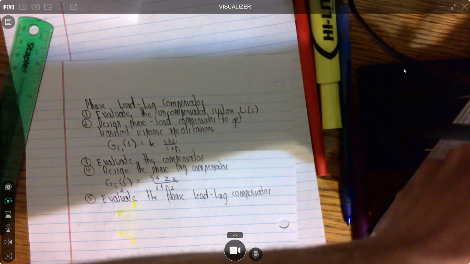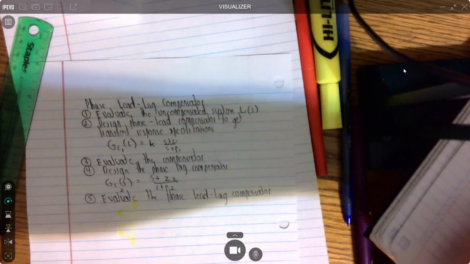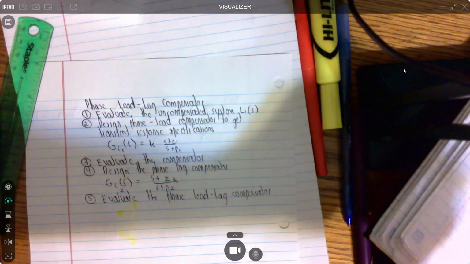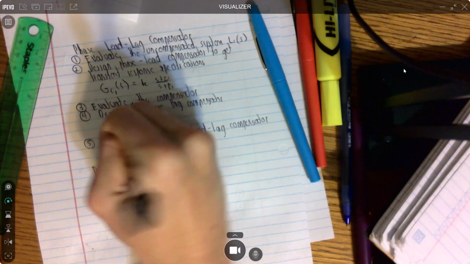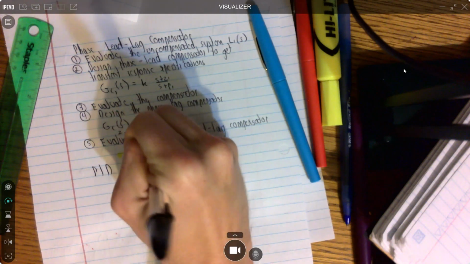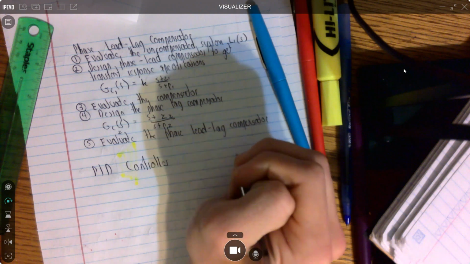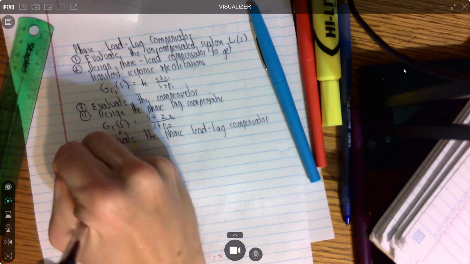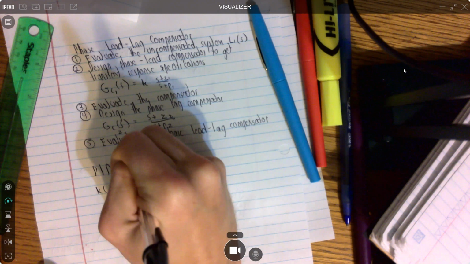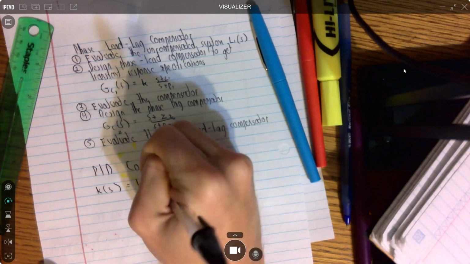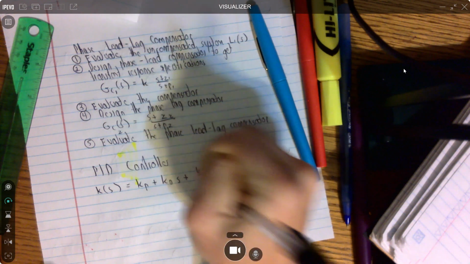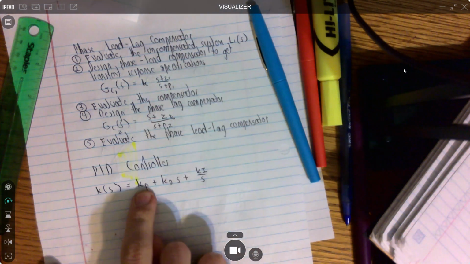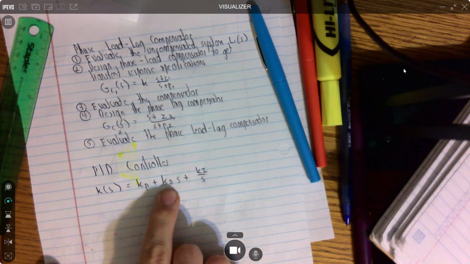So now that we talked about that, let's get into PID controllers. So what a PID controller is. This lecture, he skipped a bunch, so I don't think it will be really examined on, so I'm just going to go over the basics. K of S is equal to KP plus KD of S plus KI over S, okay? So this is the proportional part, this is the derivative part, and this is the integral part.